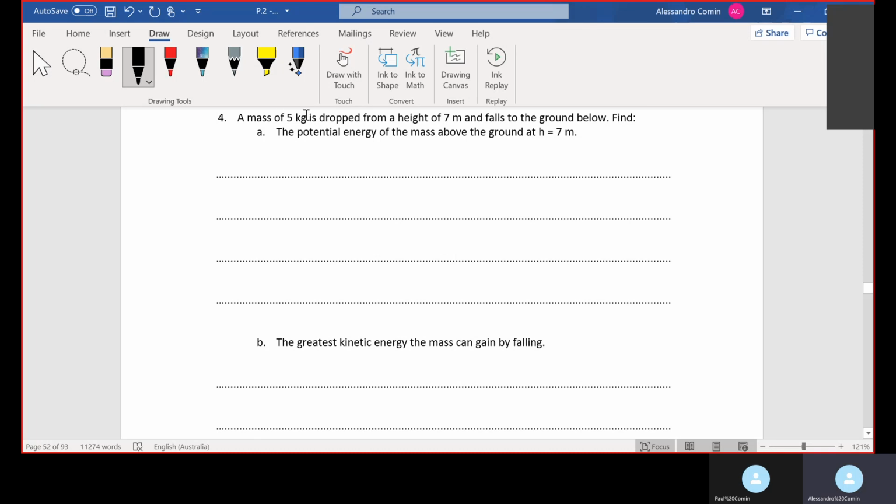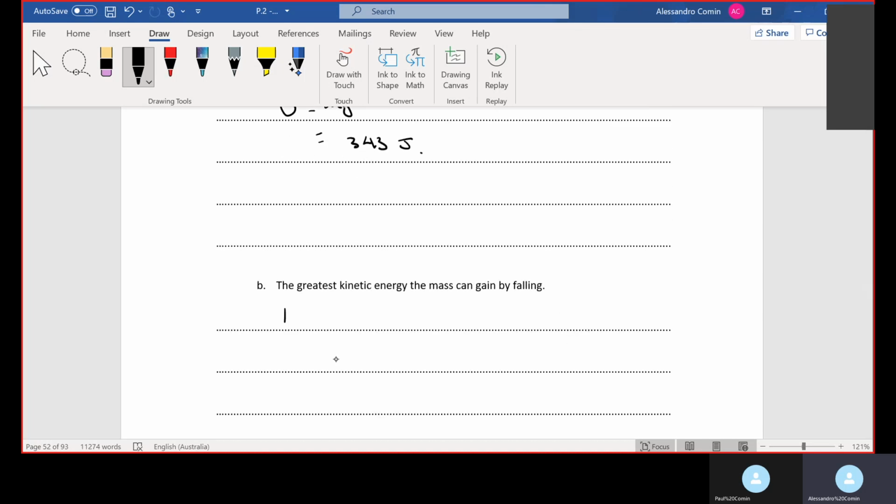A mass of 5 kilograms is dropped from a height of 7 meters and falls to the ground below. Let's find the potential energy. mgh is going to equal 5 times 9.8 times 7, which is equal to 343 joules. Let's calculate the greatest kinetic energy that the mass can gain by falling. Logically, the mass is going to be the fastest just above where it hits the ground.